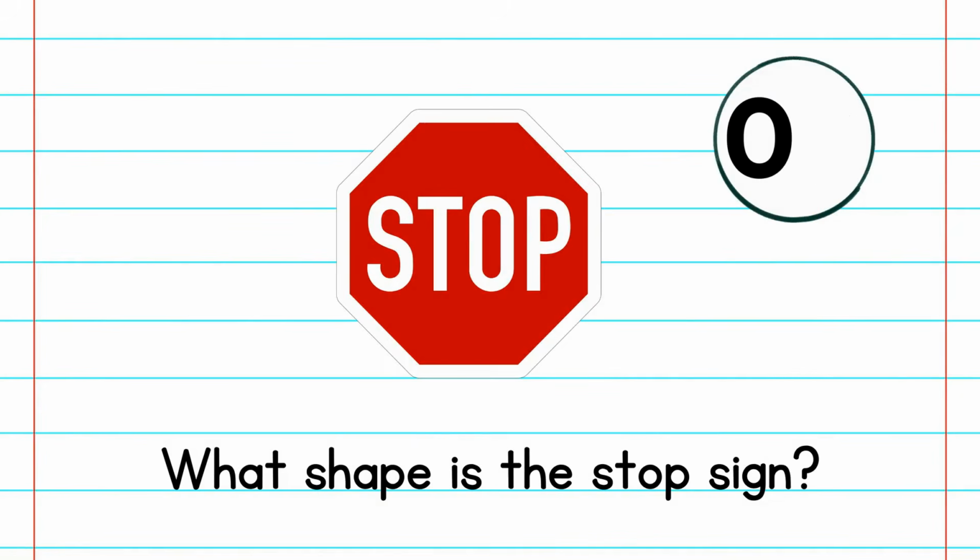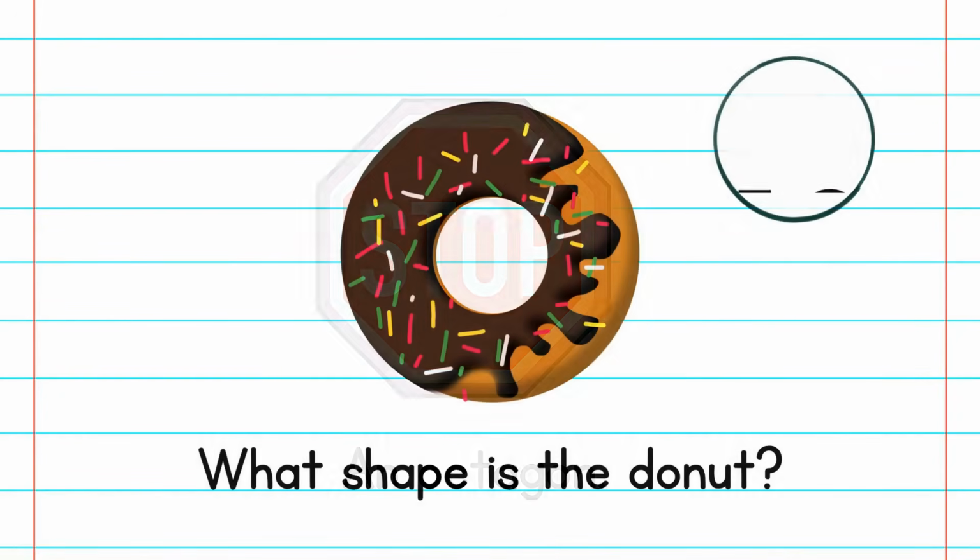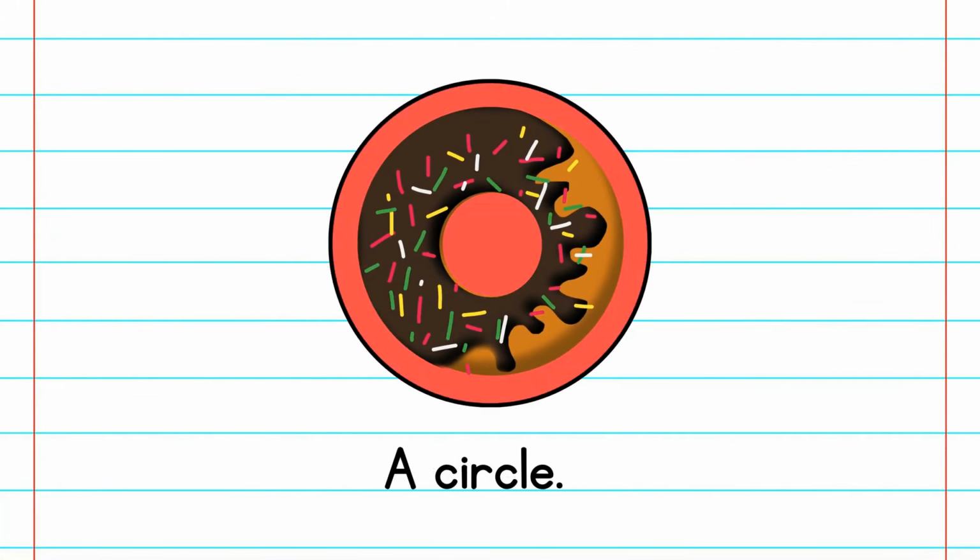What shape is the stop sign? 7, 6, 5, 4, 3, 2, 1. An octagon. What shape is a donut? 7, 6, 5, 4, 3, 2, 1. A circle with a hole in the middle.